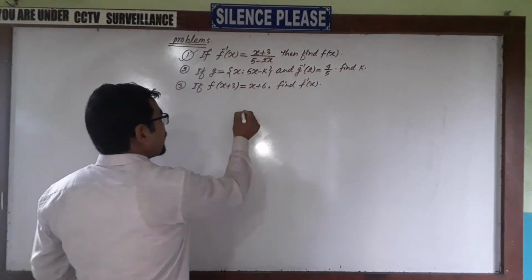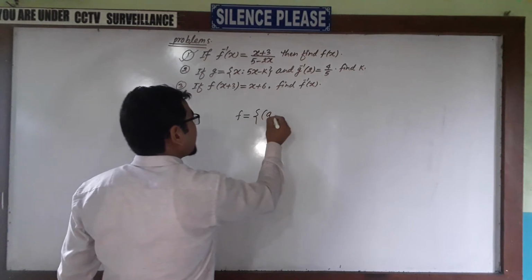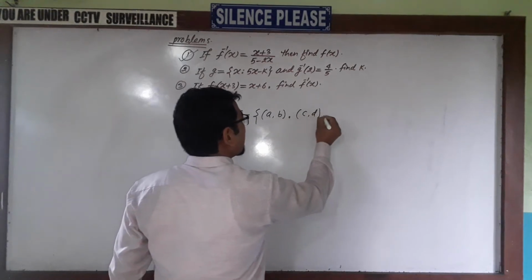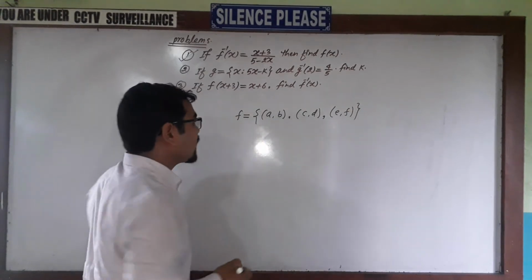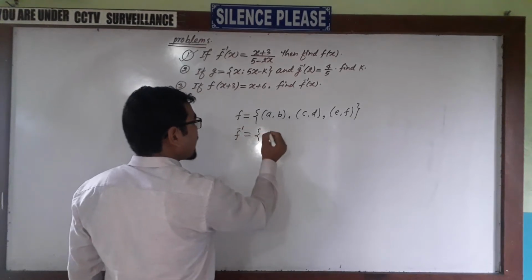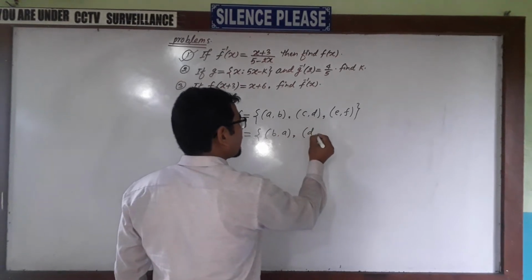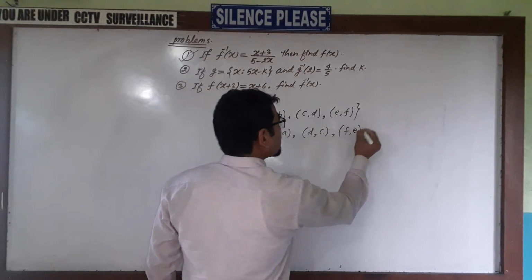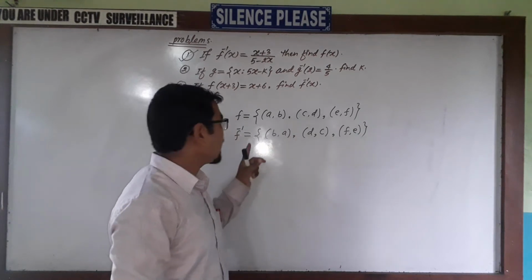Suppose f is a function from A to B such that it is given in ordered pairs: (a, b), next (c, d), next (e, f). It is a function given in ordered pair form. Then how can we find f inverse? f inverse is equal to: (a, b) can be written as (b, a). Similarly, (c, d) we can write as (d, c). Similarly, (e, f) we can write as (f, e). So this is the inverse function.